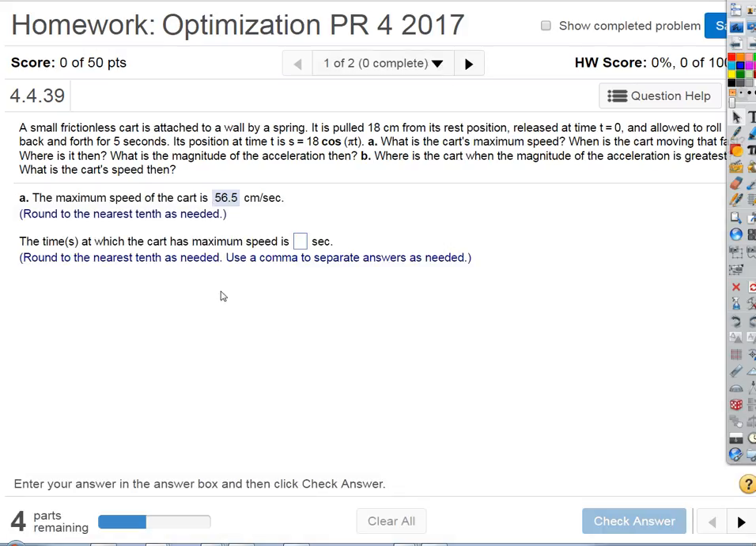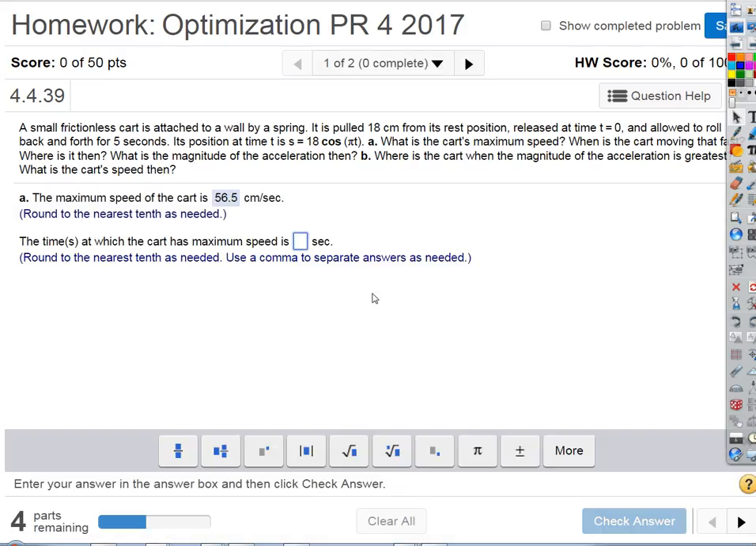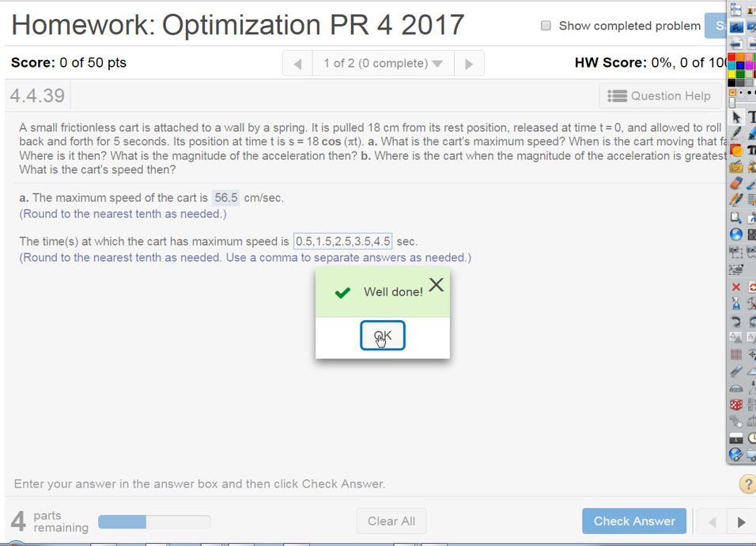The time at which the cart has maximum speed is 0.5, 1.5, 2.5. Make sure you put commas to separate answers, and don't mix it up. They have to be in order too? I don't know. I doubt it. Probably. Well, it'd be safer to do it that way, in case. Okay, done.